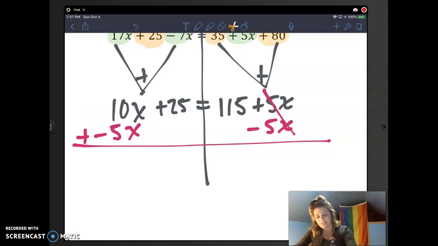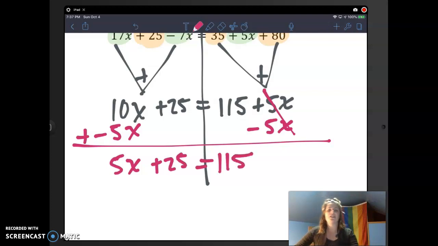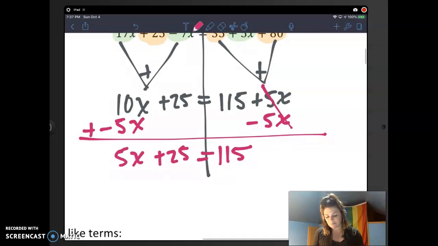So let's keep going here. We're adding top to bottom. 10 plus -5 is 5x. We didn't do anything with this 25. We didn't do anything with that 115. And when we did 5x and -5x added together, we got 0. So we don't write anything.